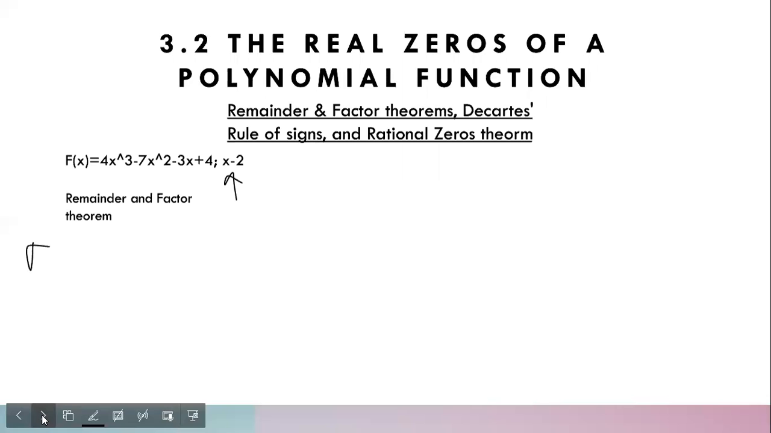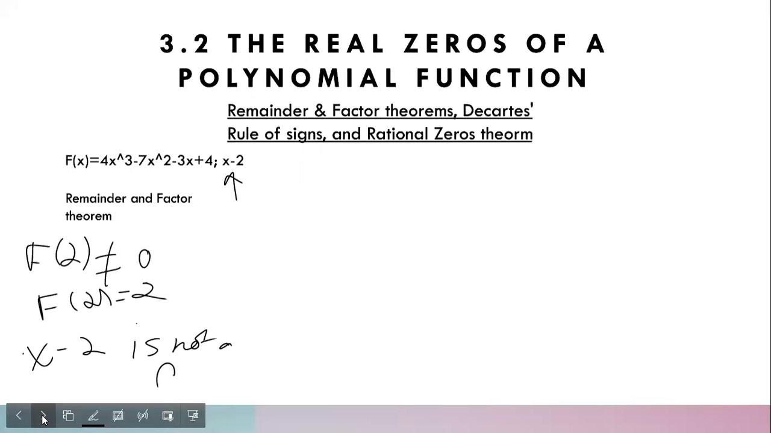So to do that, use the remainder theorem by plugging in f of 2. And if f of 2 does not equal 0, and in this case it doesn't, it equals 2, then x minus 2 is not a factor of this equation, which it's not. So x minus 2 is not a factor. Then after that, we have Descartes' rule of signs.